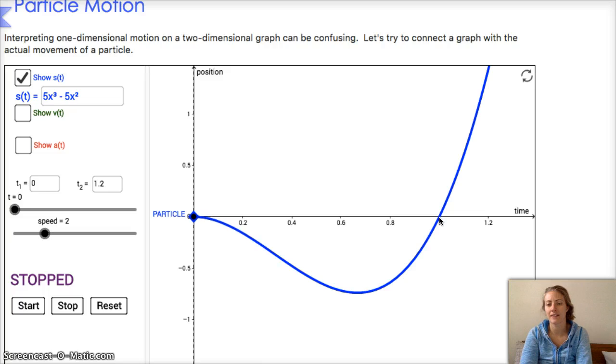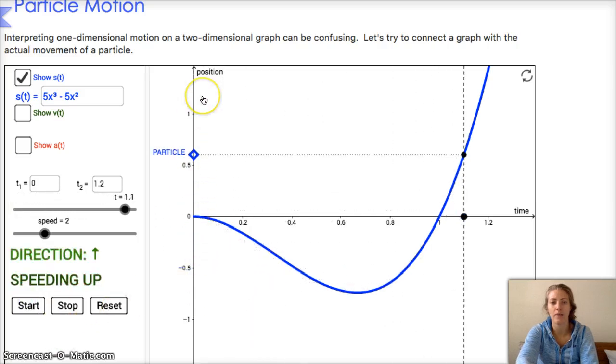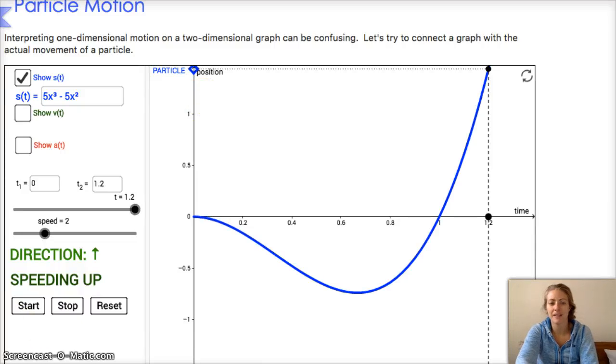So this is like a ball, where you have a table and the ball rolls off the table from 0. Say the table is at position 0, it rolls off the table and then bounces and then comes back up, which would be this kind of motion. When I press start, you'll see the particle moving up here on the left, while the time changes here. If I hit start, you'll see the particle going down and then coming back up. This is not exactly a ball, but that's kind of the idea.